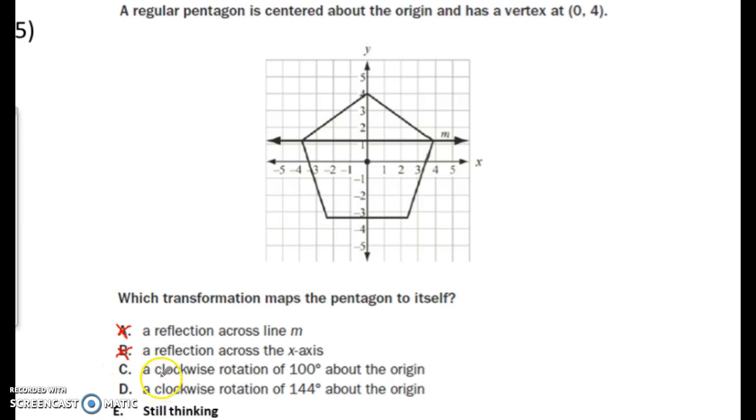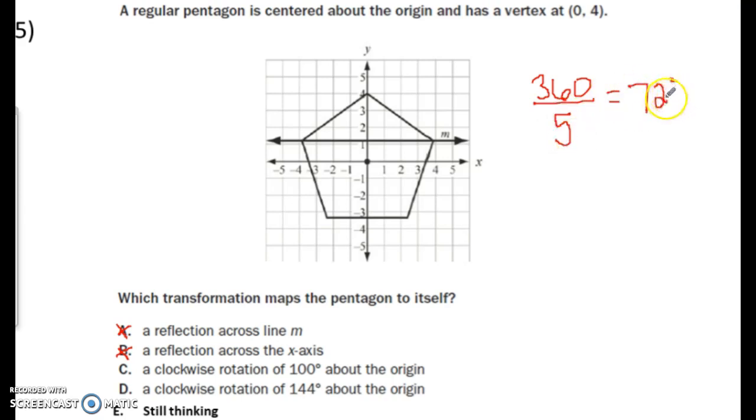So then a clockwise rotation of 100 degrees about the origin or a clockwise rotation of 144 degrees about the origin. Something we learned super early in the year is that regular polygons do have rotational symmetry. To figure out their rotational symmetry, you take an entire rotation, which is 360 degrees, and you divide it by however many sides they have. In this case, it's a pentagon, so it has 5 sides.